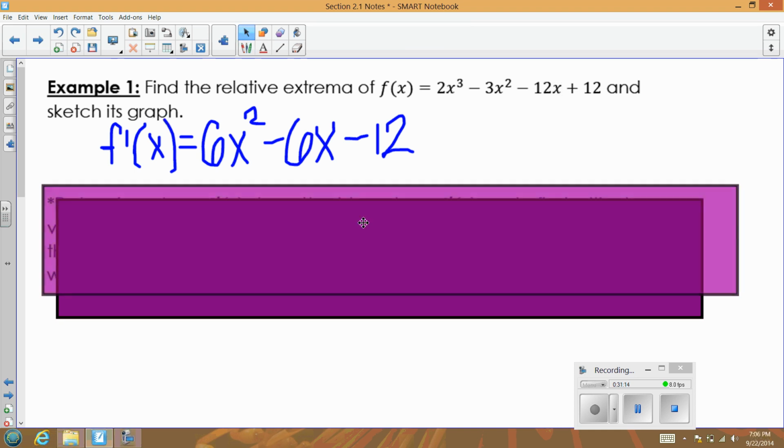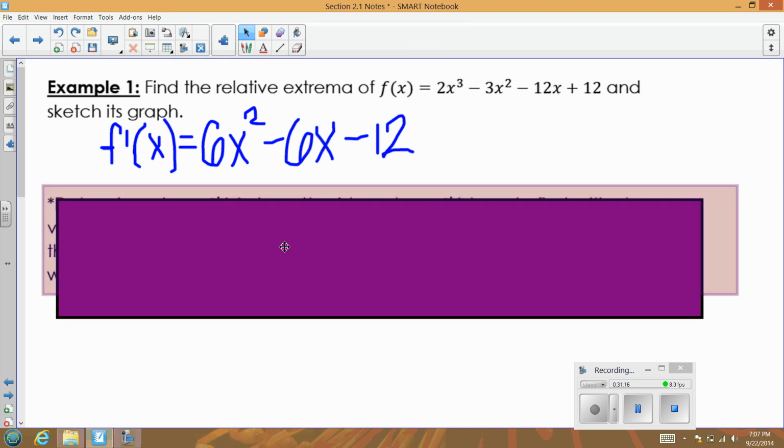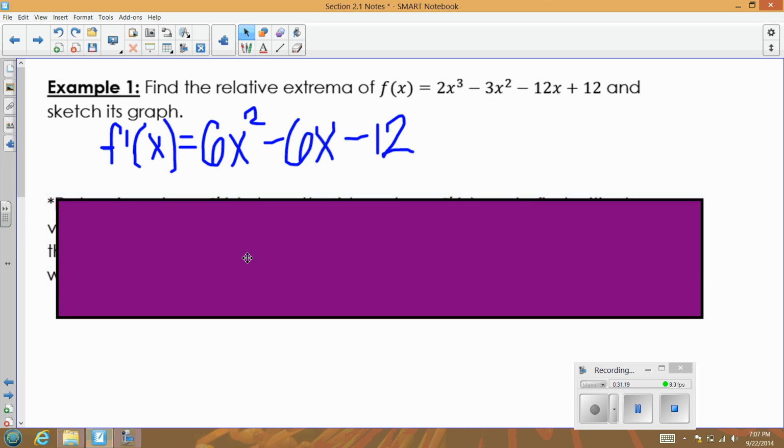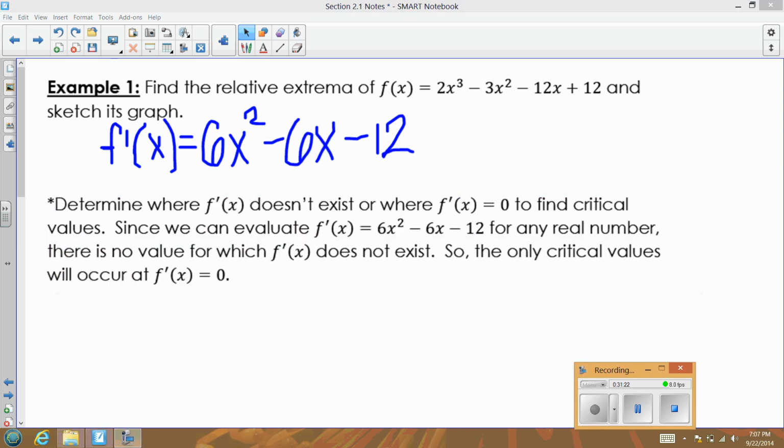And then once you have the derivative, we need to determine where the derivative doesn't exist or where the derivative equals 0 so that we can find the critical values. Remember, the whole point of this first derivative test is to first figure out the critical values. Then, once we know those, we're going to check intervals to see if the derivative is positive or negative, to determine increasing or decreasing. But we're also going to use the critical values to determine the maximums or minimums.